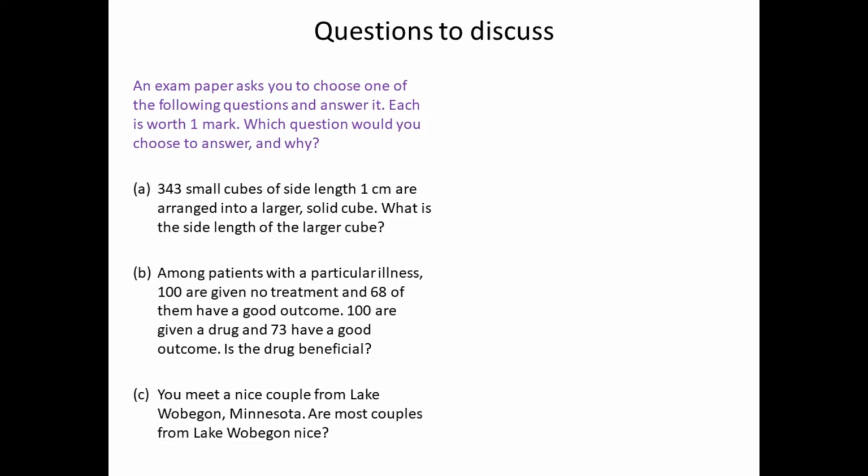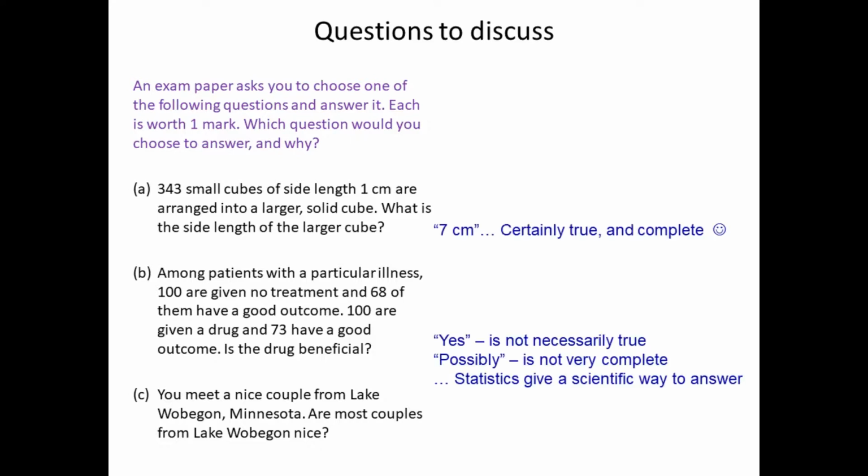You're welcome to stop and think about that. But if you do, I'm sure that you will have a good taste for a correct choice of exam questions, and you will say, I'd probably like to answer question A about the cubes. The answer is 7 centimetres for the side length of the big cube. And the reason I would choose to answer that one is because once I've written down 7 centimetres, I know that this is certainly the correct answer, and I know that my answer is complete. There's nothing more to say about the subject.